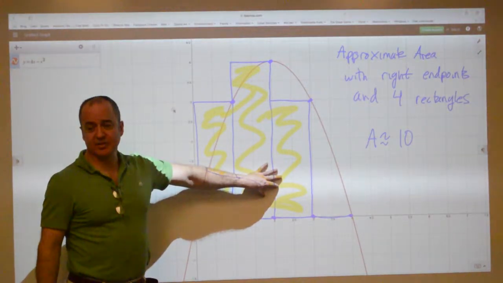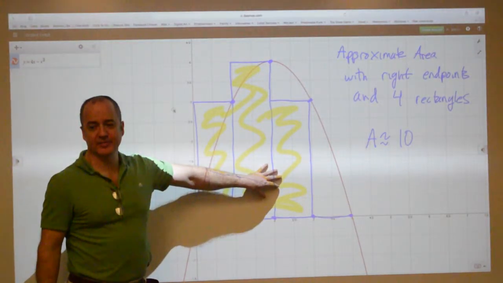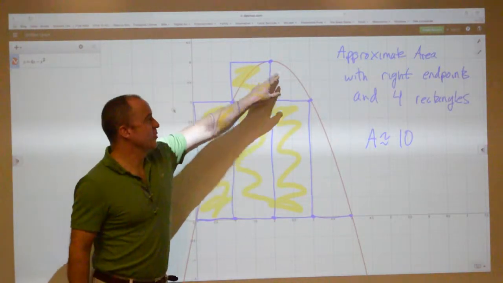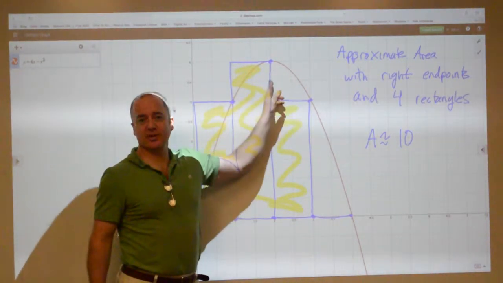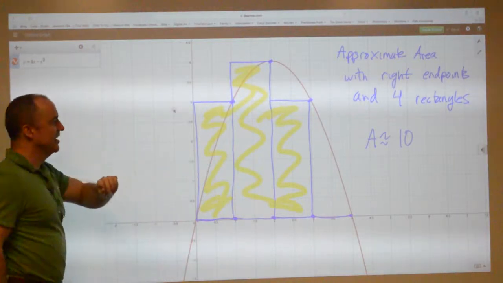Oh, true. If there were a fifth one, it would still be the same. The fifth one would still cut it here, yeah. There's probably some exception.